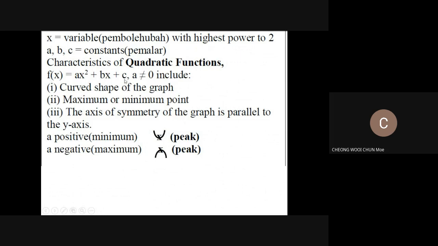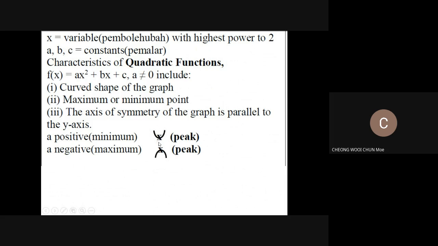Characteristics of a quadratic function: f(x) equal to ax squared plus bx plus c is the quadratic form, but a must not be equal to 0, because if a is 0, there is no x power 2. Number 1, curve shape: it is either a U or an N shape. Number 2, maximum or minimum: this is the minimum point, and that is the maximum peak. Number 3, axis of symmetry, parallel to the y-axis.